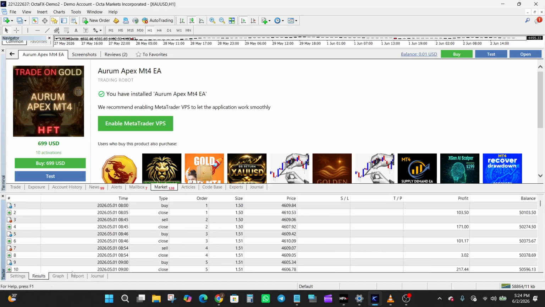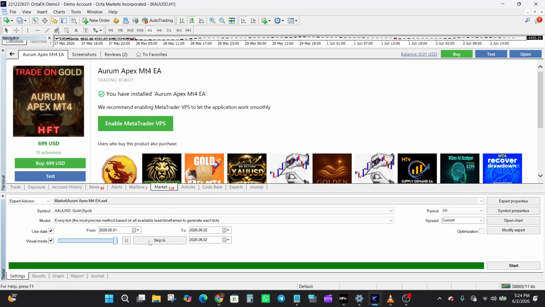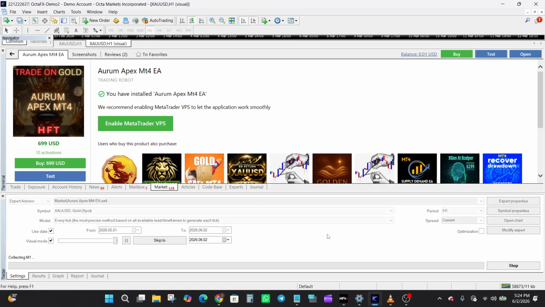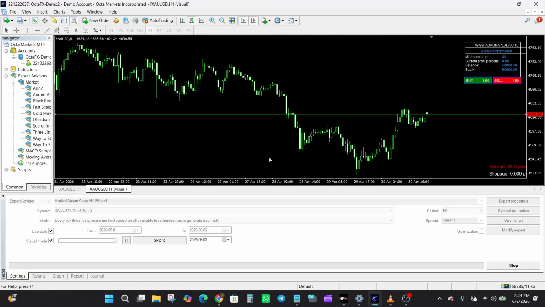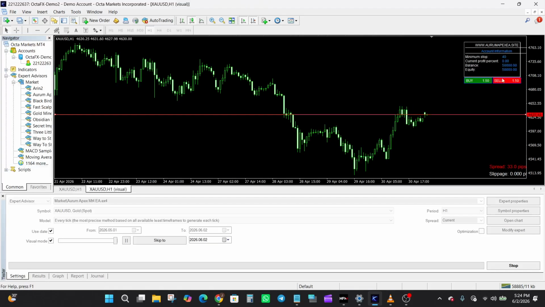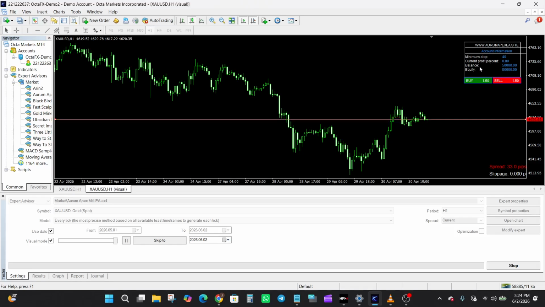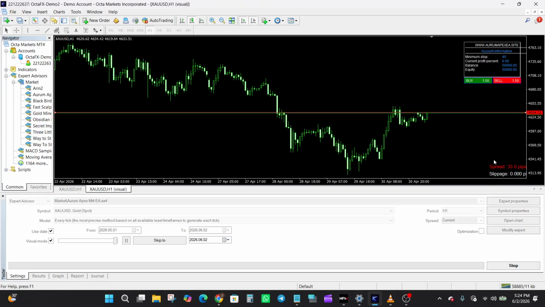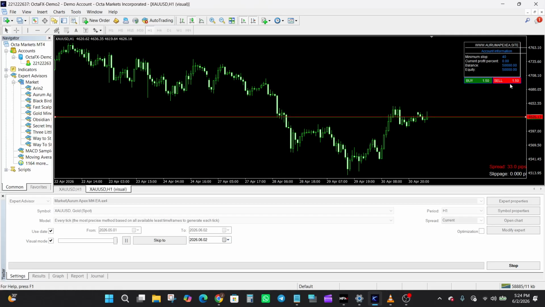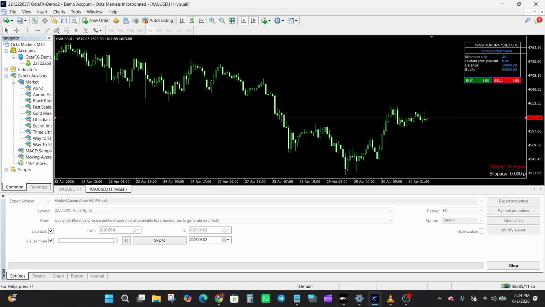Now we're just going to look at the chart activity briefly. I'm going to turn on the visual mode and just click on this again so that we can look at the EA in action. So we can see here the Aurum Apex. See this dashboard here showing the minimum stop, the current profit percent, balance equity, and also the spread and slippage being shown here. You can also see these two buy and sell buttons.